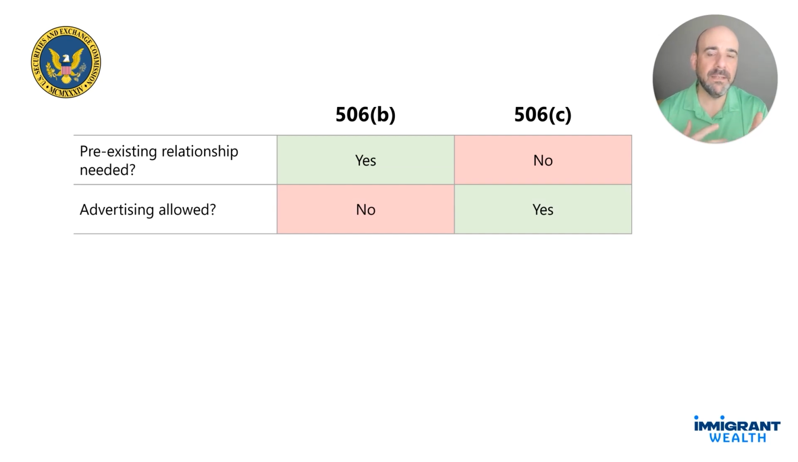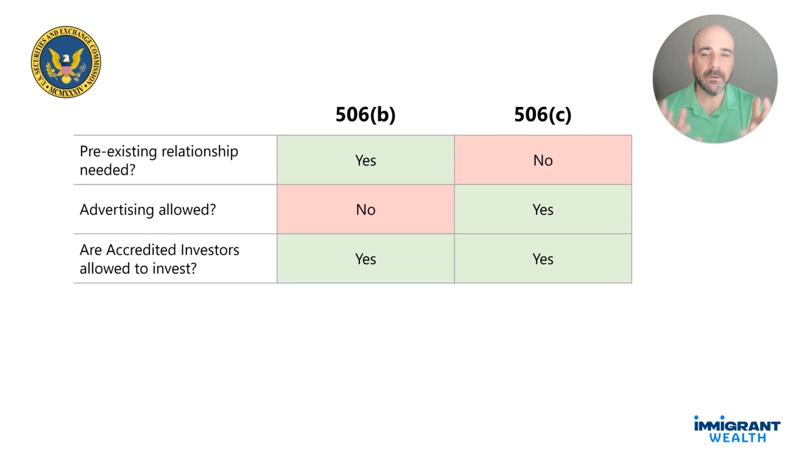Next is advertising. 506B deals are those that cannot be advertised. And that means they can't be put on social media. It can't be promoted in any way that anybody can see it outside of folks that are really close to them. Whereas 506C, yes, advertising is allowed. Anywhere on social media is fine, and the deal can be promoted that way.